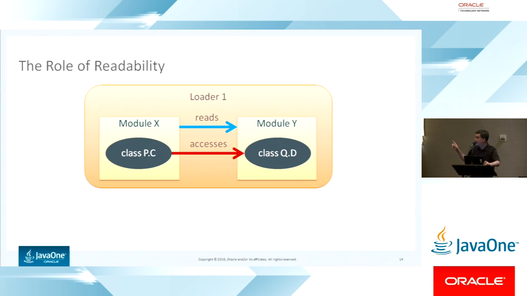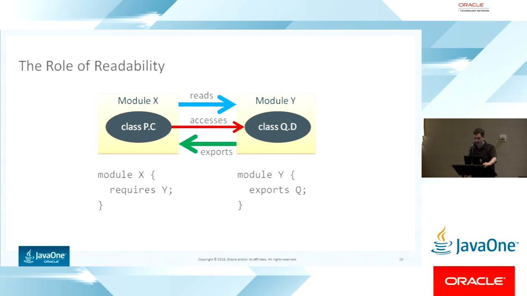The accessing class, P.C, must be in a module that reads the module of the target class, that is, reads module Y, and the module containing the target class must export its package to at least the module of the accessing class. So accessibility is a two-way street. Module X reads module Y, and module Y exports this interesting package Q to at least X.